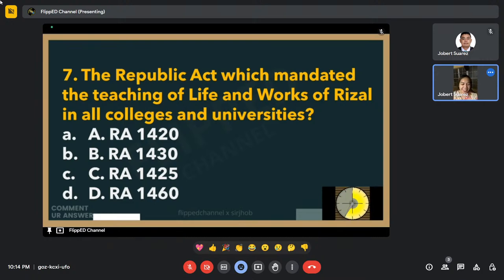Okay. Time is up. What's the correct answer? Okay, tama. Kabisado ng mga LPTs ngayon. Future LPTs natin. It's letter C. RA 1425. Tandaan niyo yan.